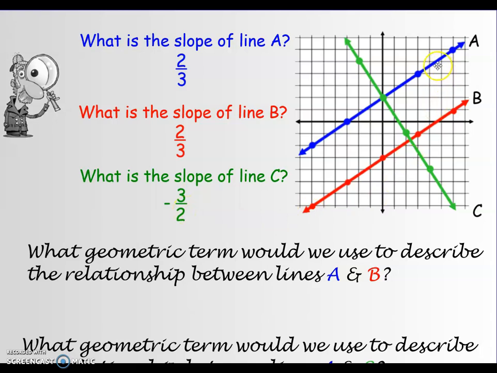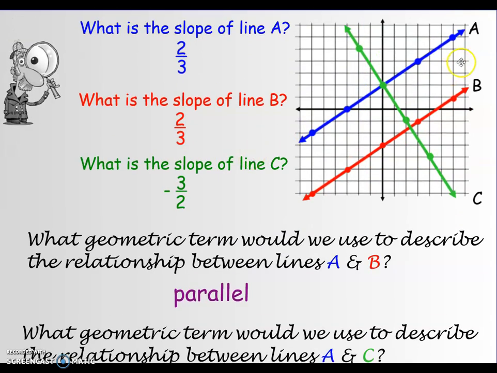And if you look at line A and line B, you'll notice that they are parallel to each other. And that shouldn't be a surprise since their slopes are the same. And remember, if the slope is the line's tilt, it just makes sense that those parallel lines would have to have the same slope. Their tilts would have to be the same.